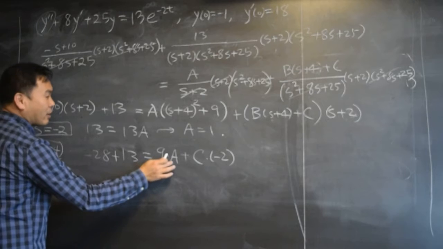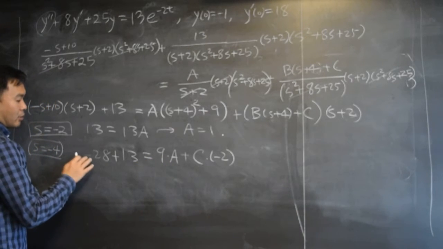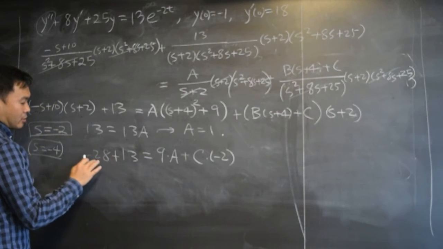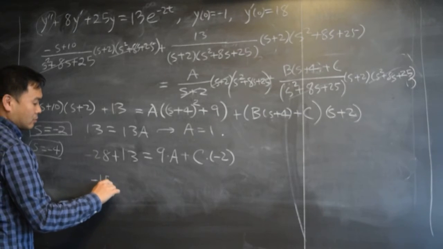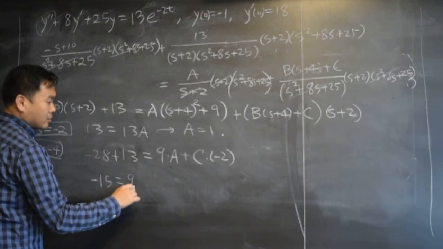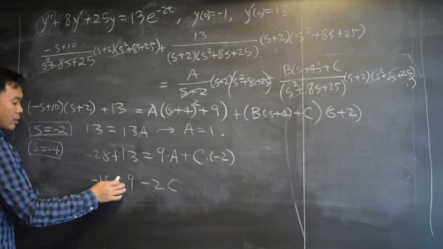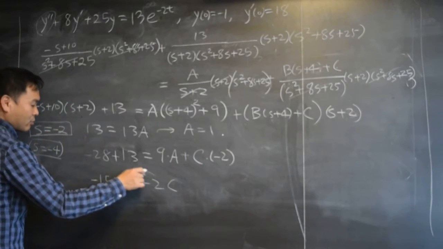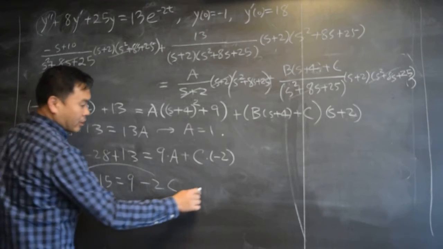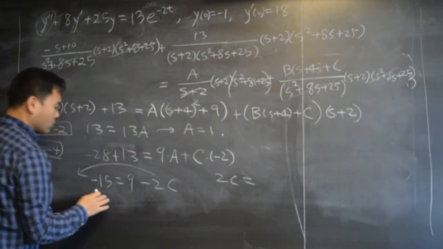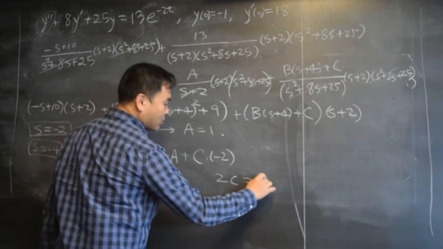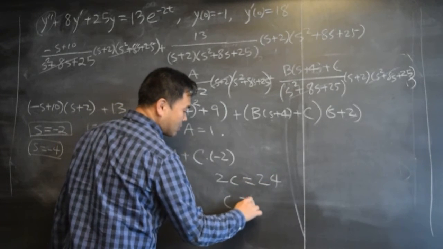And because we know the value of a, which is 1, we can now compute this. This is -15. That's 9. And then -2c. Okay, if I move this here and move that there, I get 2c equals 15 plus 9, that's 24. So c must be 12.